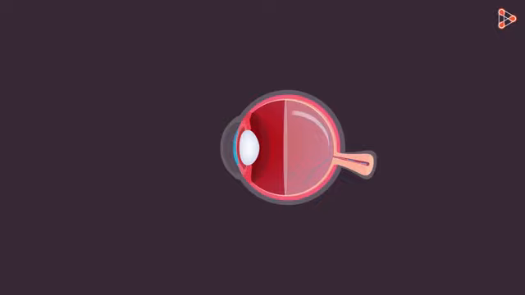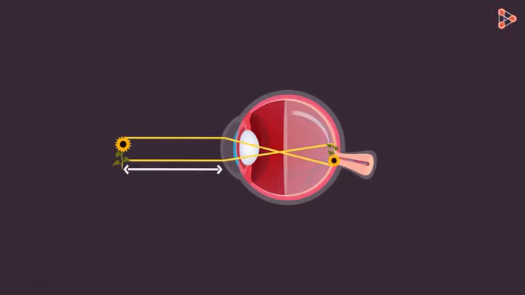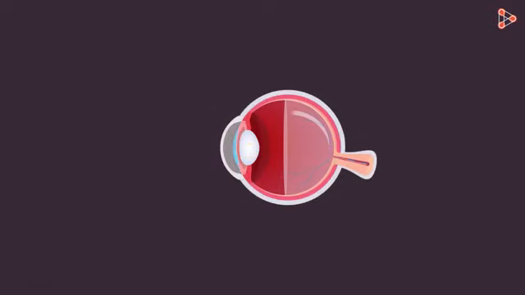The solution is simple. The object should be kept at such a distance from the eye that the image is formed on the retina only. This distance is called the minimum distance of the object from the eye, and for the normal eye, its value is around 25 centimeters. Okay, so what did we learn from this video?